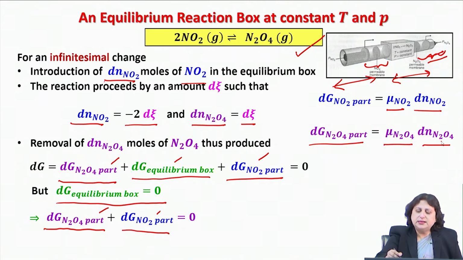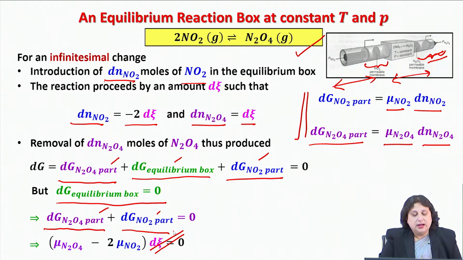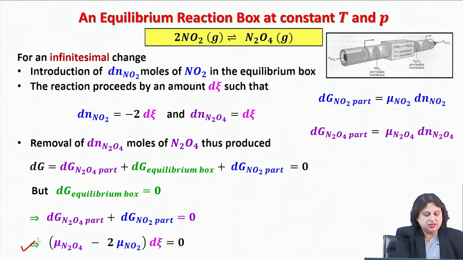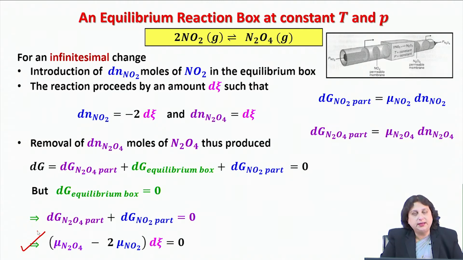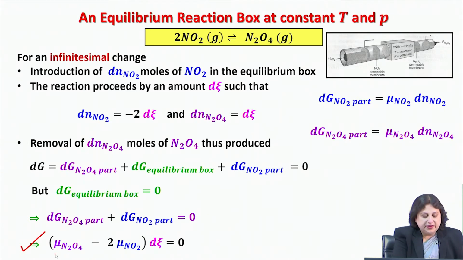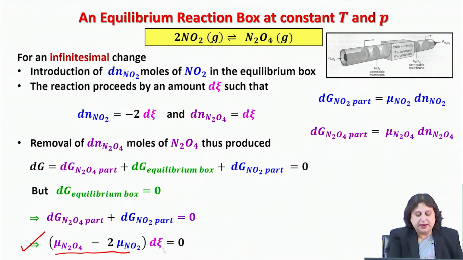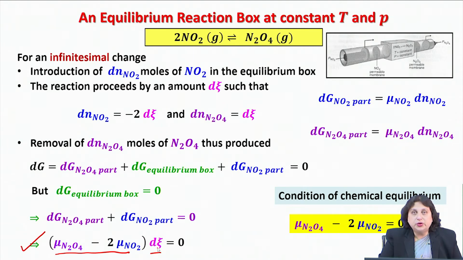So if I put these two equations back in here, what do I get? This is the equation that I would get if I combine the earlier equations. So now the equilibrium condition for the entire setup is that the difference between these two quantities multiplied by d xi must be equal to 0. But d xi, by the design of my experiment, is a non-zero quantity. Therefore, what do you think is the condition of chemical equilibrium?